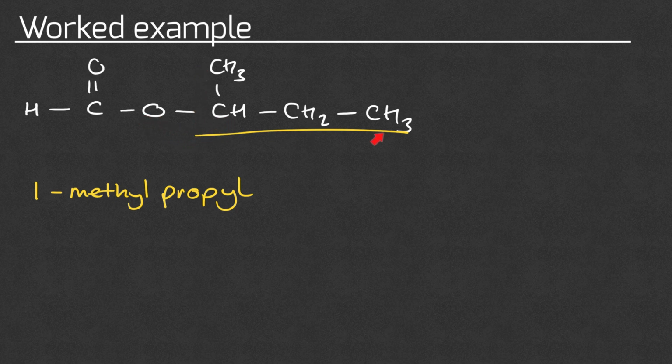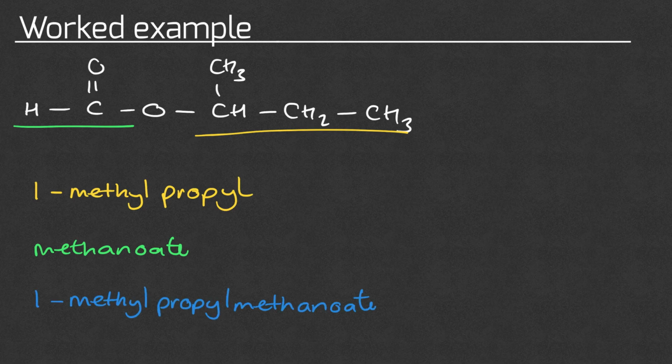So this group here is 1-methylpropyl. The second part of the name will then come from what was the carboxylic acid. In this case, there is just 1 carbon in this part of the molecule, so this would be methanoate. So putting both parts of the name together would give us 1-methylpropyl methanoate.